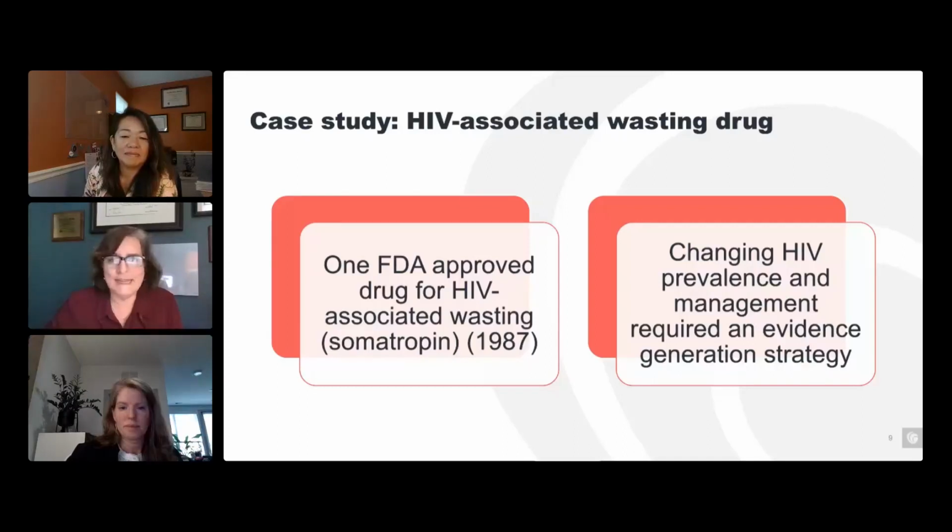It was in 1987 that the CDC said this was an AIDS defining condition. What that meant was HIV associated wasting was defined by involuntary weight loss, accompanied by chronic diarrhea, fever, and weakness for 30 days without an underlying etiology. Indeed, HIV associated wasting was a frequent AIDS defining condition in the early days of the HIV epidemic.